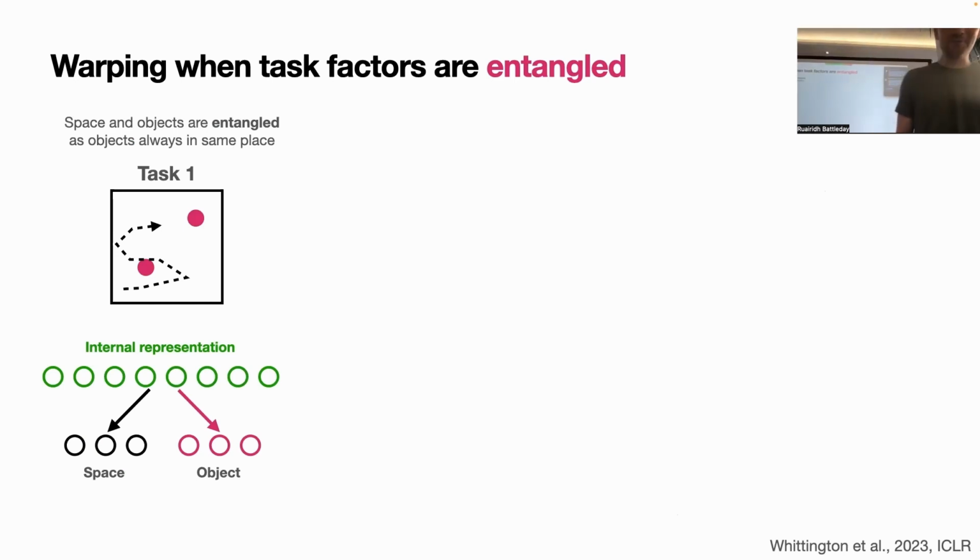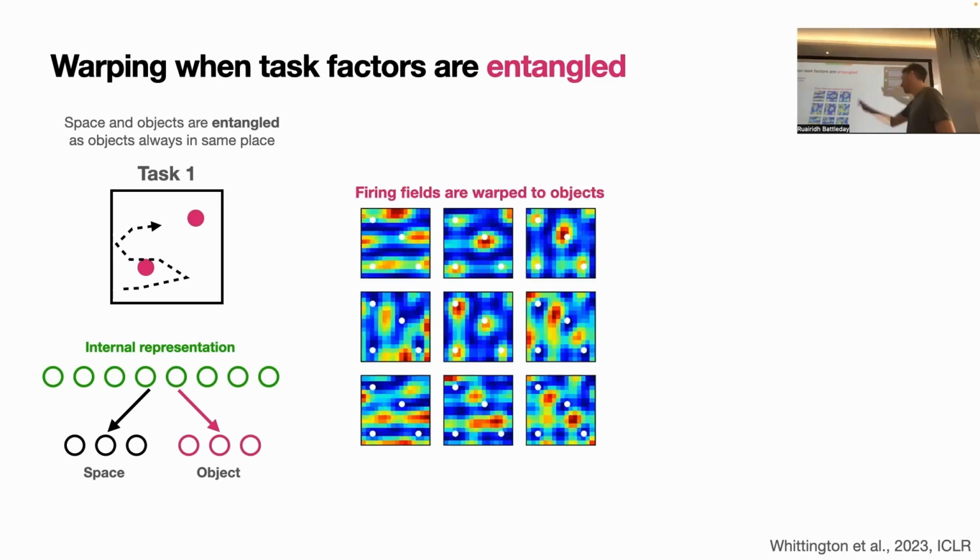Anyway, what about that warping phenomenon that we saw? Sorry, I've spoiled it now. But now we're going to train on a task where there's only one configuration of space and objects. We're not going to have all of those tasks. We're just going to train on this one task with two objects in it, do the same thing, and then look at the representations we learn in this model.